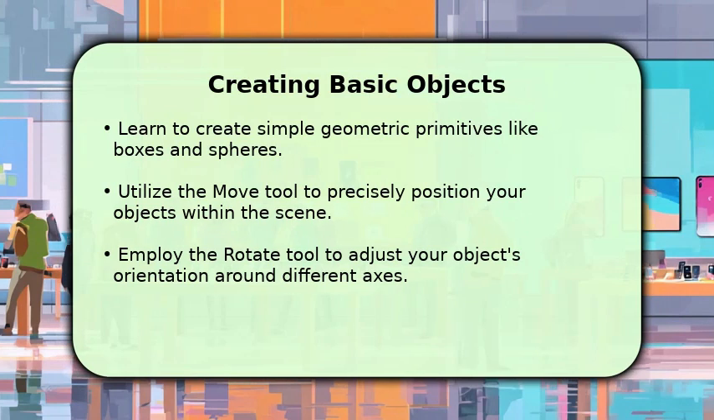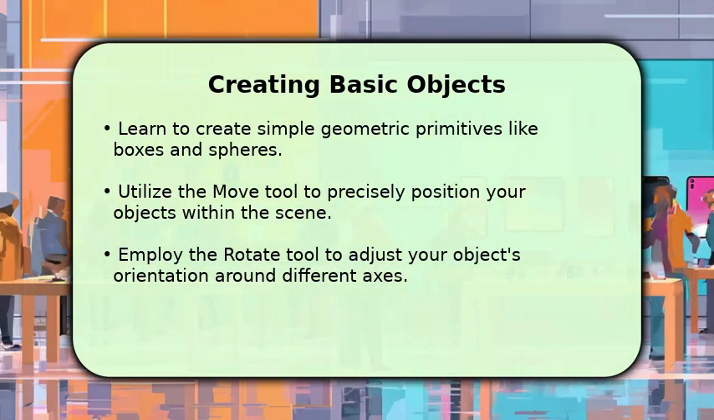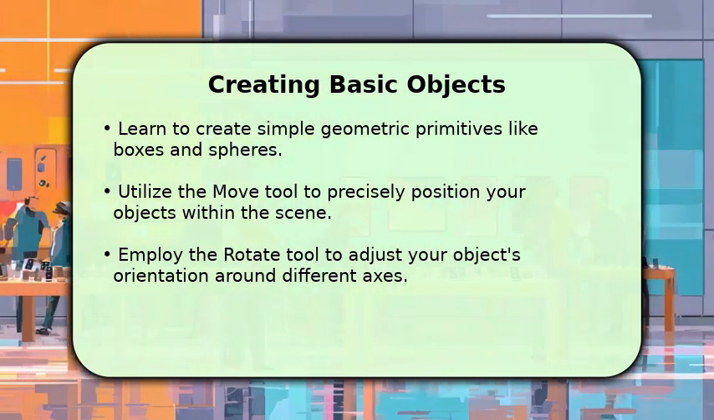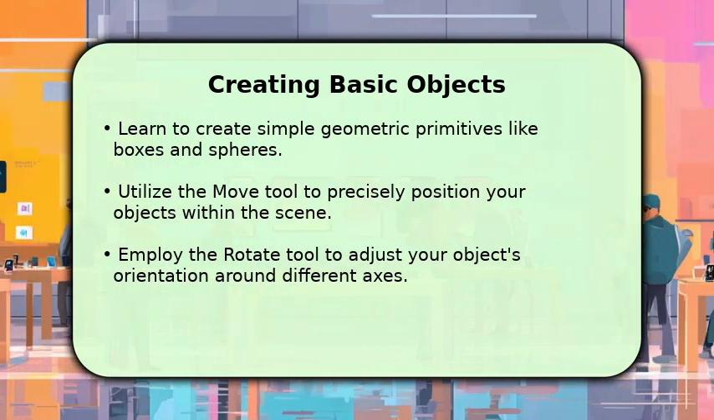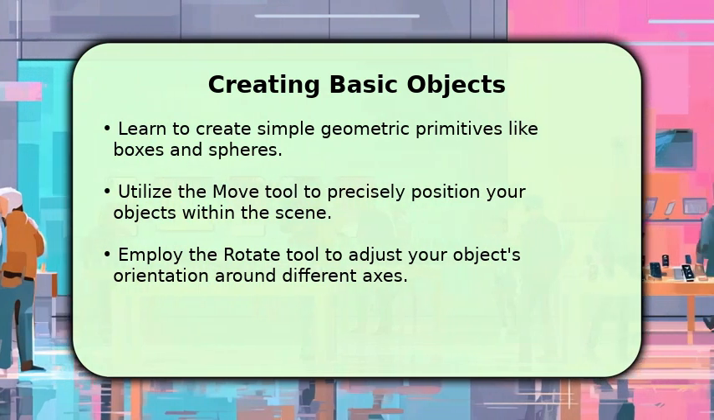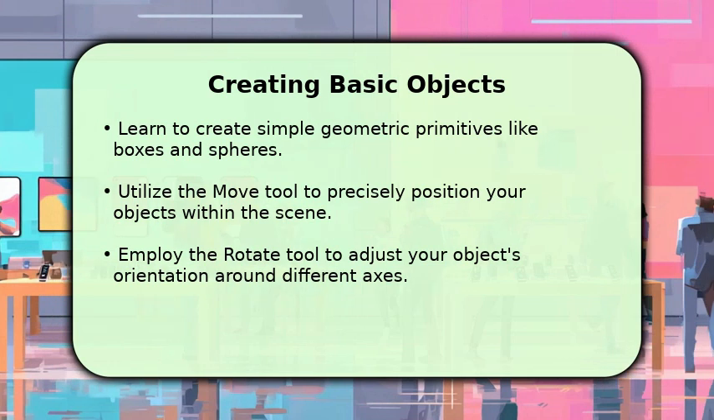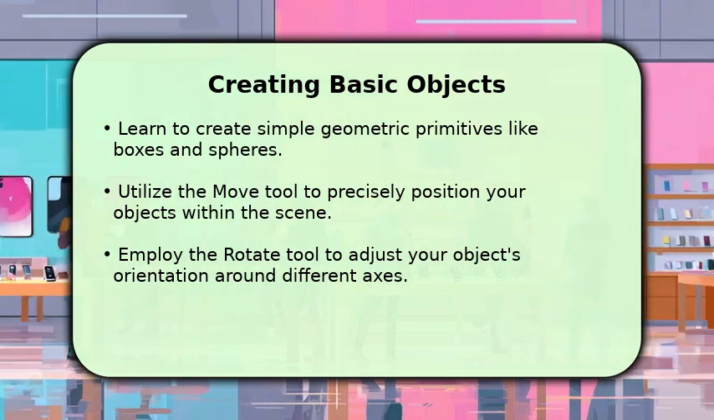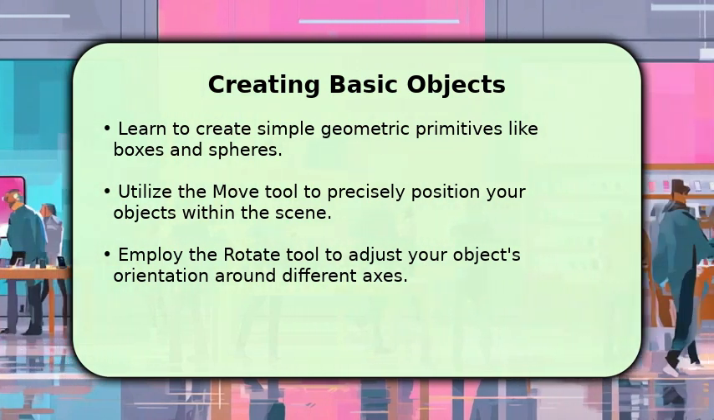Creating your first object is straightforward. Navigate to the Create tab in the command panel, then select a primitive such as a box or a sphere. Click and drag within the viewport to define its dimensions, releasing the mouse to finalize the shape. You can then use the Move, Rotate, and Scale tools found in the main toolbar to precisely position and transform your object. Experiment with these fundamental tools to build the basic structures of your scene.